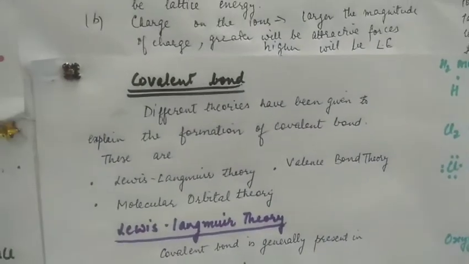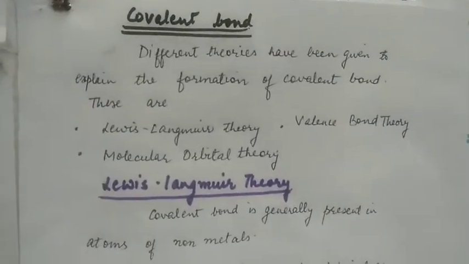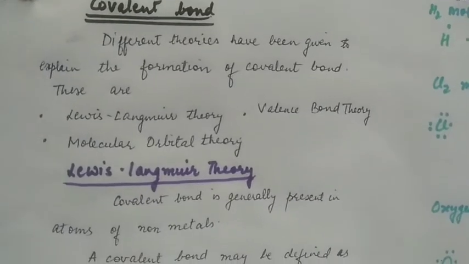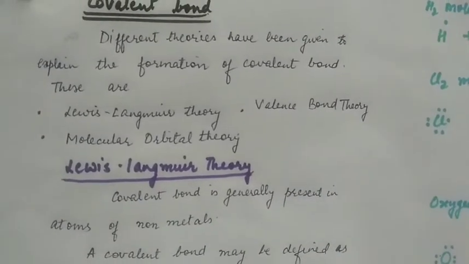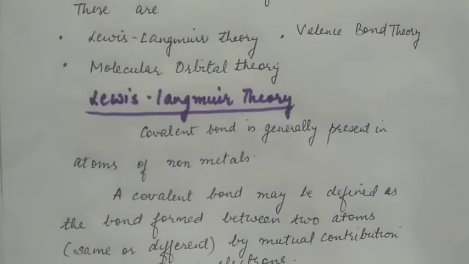Covalent bond is formed by sharing of electrons. So different theories have been put forward to explain the formation of covalent bond. These are Lewis-Langmuir theory, valence bond theory, and molecular orbital theory. Let us do Lewis-Langmuir theory.